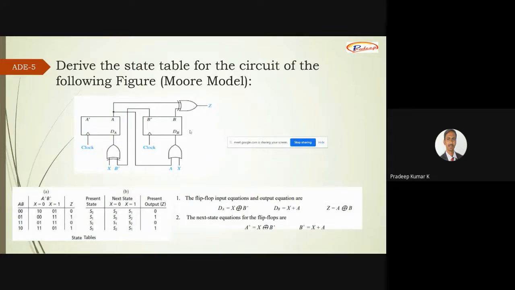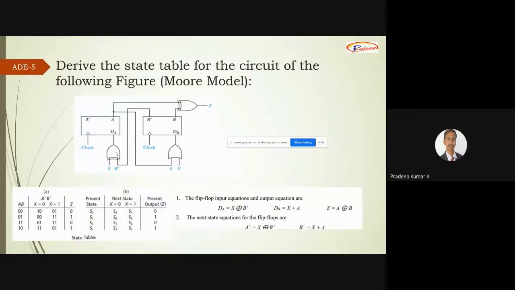But we need to predict the input and output for this by using analysis. In a simple way, you know that Q is equal to D, because I have taken only a simple D flip-flop. So no need to worry about Q and D for the flip-flops. But if I want to provide the input DA, then I need to get the data from the X input and the B dash input. Both should be XORed to decide DA, and A will follow whatever DA is. Hence DA is equal to X exclusive OR B dash. Similarly, DB, or B, is equal to X plus A, and Z is equal to A plus B. These are the flip-flop input equations and output equations.